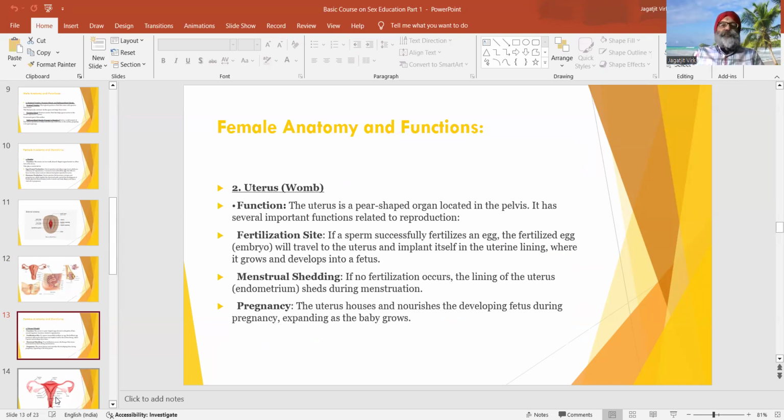Fertilization site. If a sperm successfully fertilizes an egg, the fertilized egg, the embryo, will travel to the uterus and implant itself in the uterine inner lining, where it grows and develops into a fetus. Menstrual shedding. If no fertilization occurs, the lining of the uterus, that is called endometrium, sheds during menstruation. Pregnancy. The uterus houses and nourishes the developing fetus during pregnancy, expanding as the baby grows.